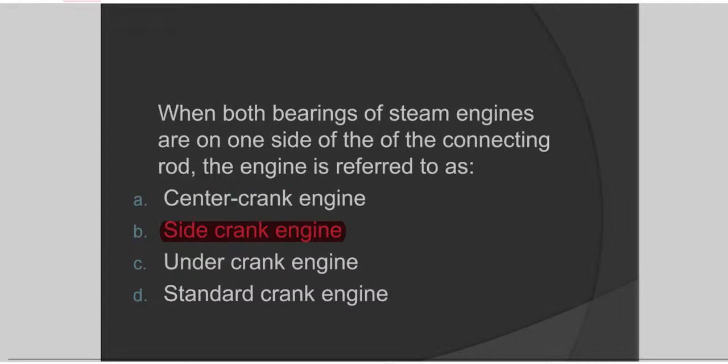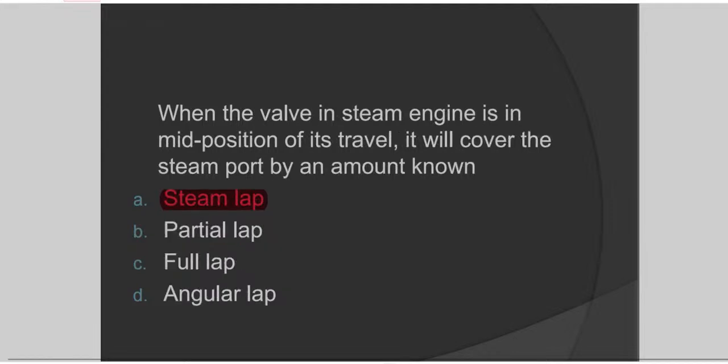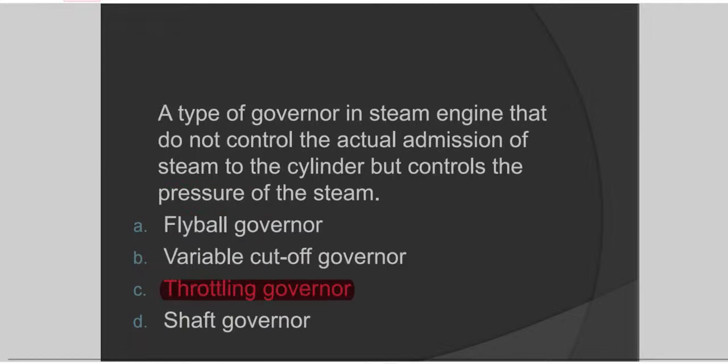When both bearings of a steam engine are on one side of the connecting rod, the engine is referred to as A. a center crank engine, B. side crank engine, C. under crank engine, D. standard crank engine. When the valve in a steam engine is in the mid-position of its travel, it will cover the steam port by an amount known as A. steam lap, B. partial lap, C. full lap, D. angular lap. A type of governor in a steam engine that does not control the actual admission of steam to the cylinder but controls the pressure of the steam.